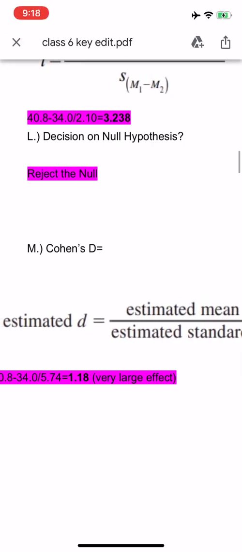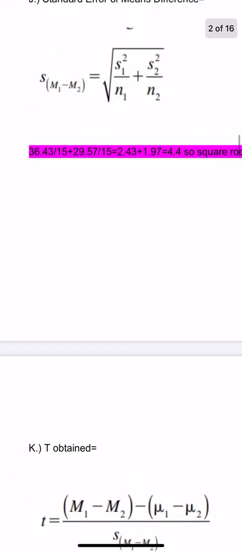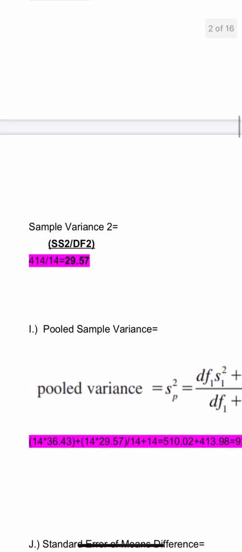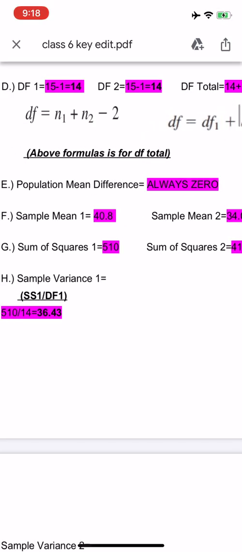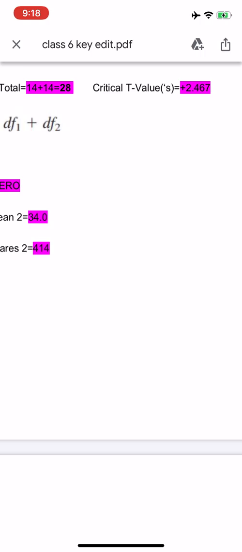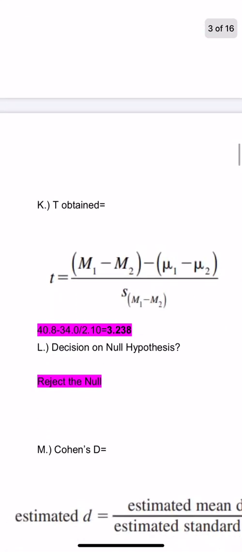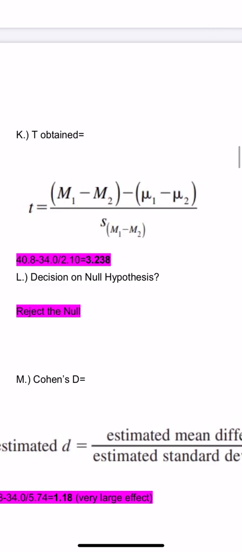So now the decision on the null hypothesis, we have to compare that 3.238 to the critical value, which is positive 2.467. So do we beat it? Yeah, we do. 3.238 is bigger than that value, so we reject the null.